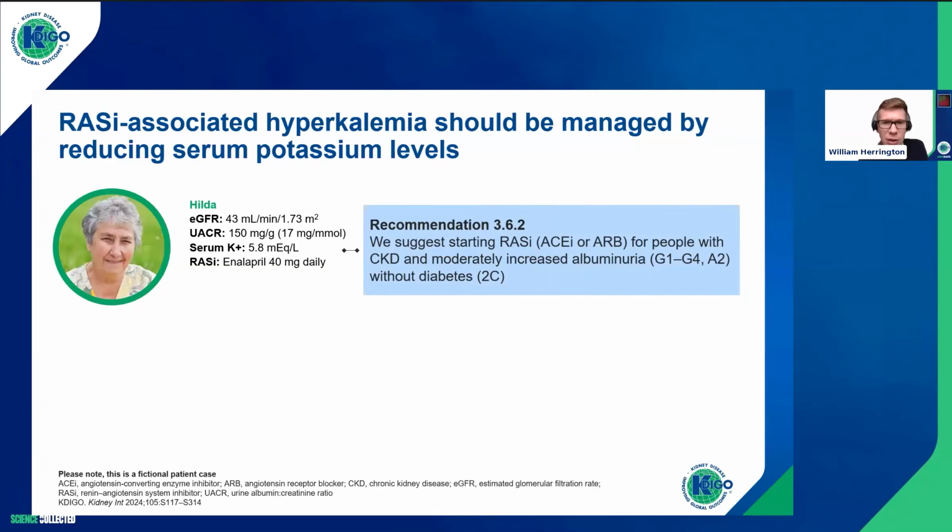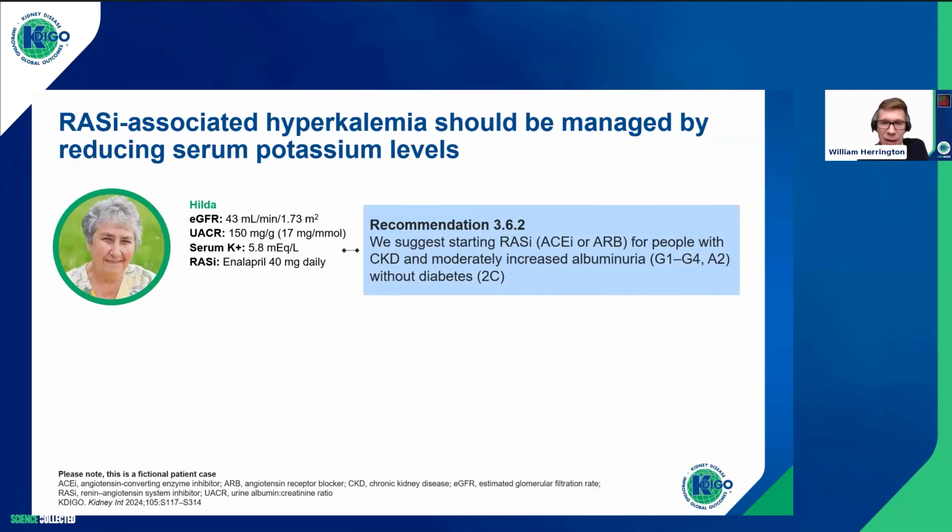We have a recommendation in the guideline that people with CKD and moderately increased albuminuria, so that's A2 levels, without diabetes, should be started on a RAAS inhibitor. It's level 2, so it's a suggestion. The majority of patients would want to be treated, but some would not. And the level of evidence is C.